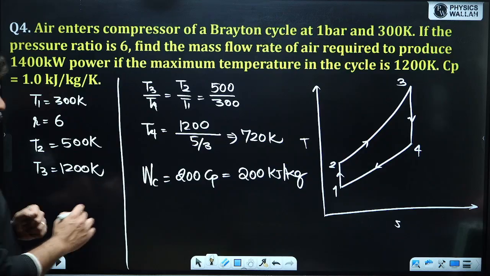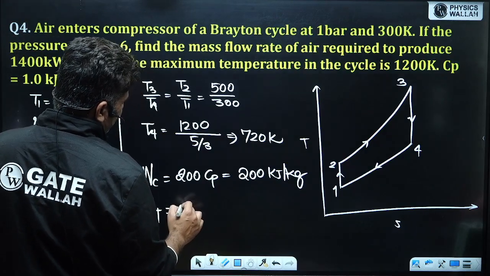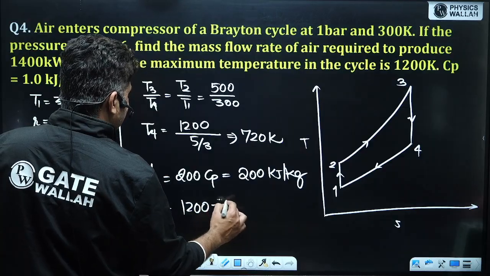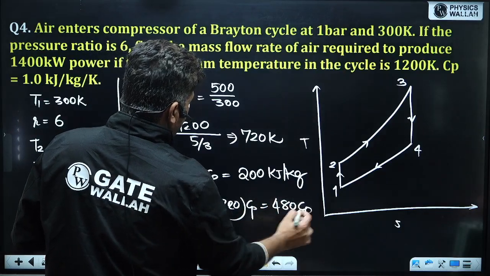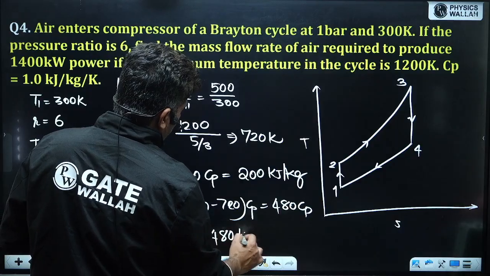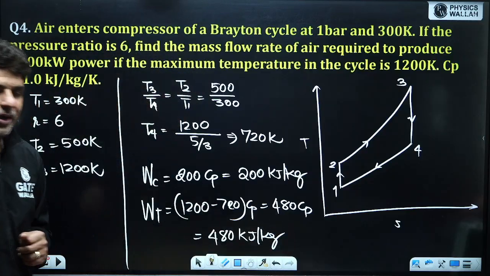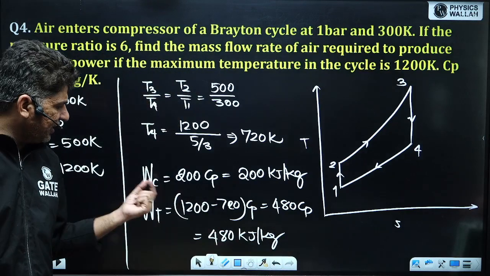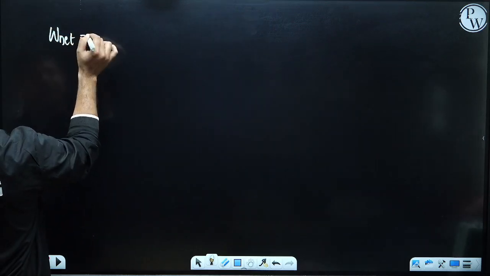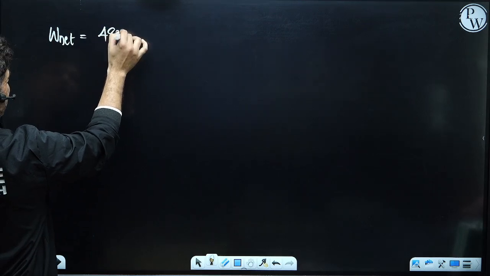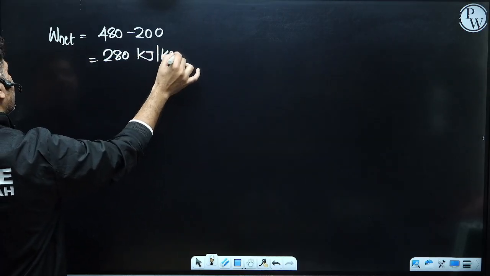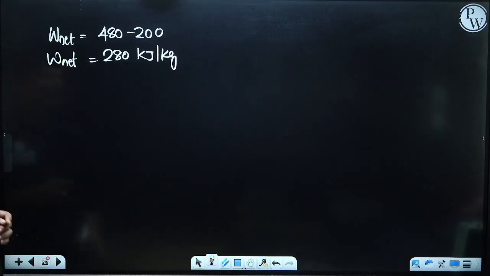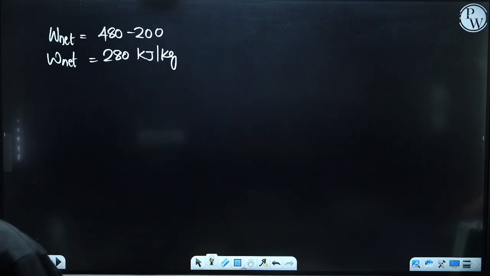And you have work of turbine, which is equal to (1200 minus 720) into CP. That is 480 CP, and it will be equal to 480 kilojoule per kg. So work of turbine is 480, work of compressor is 200. So you can calculate W net. W net will be 480 minus 200, that is 280 kilojoule per kg. So W net developed by the turbine is 280 kilojoule per kg.